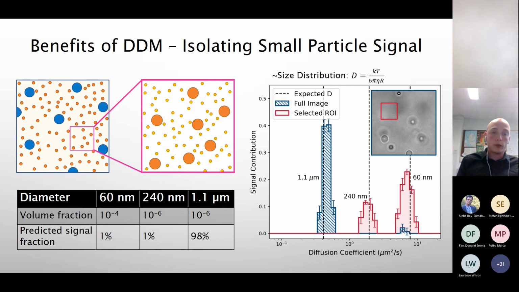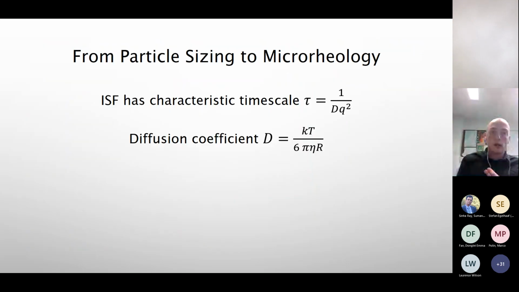As before, when I was talking about the sizing, not only can we see the three different sizes here, but we can invert this plot and get the relative volume fractions quite accurately. Again, all of this from bright field microscopy. So this is one of the really powerful applications of DDM, which demonstrates why it's good to work at low light scales. Now, I've demonstrated particle sizing, but that's certainly not the limit.